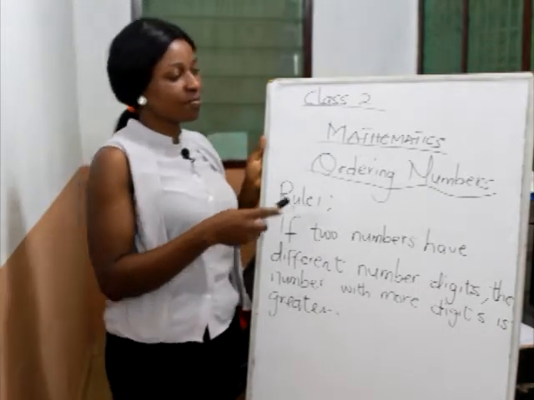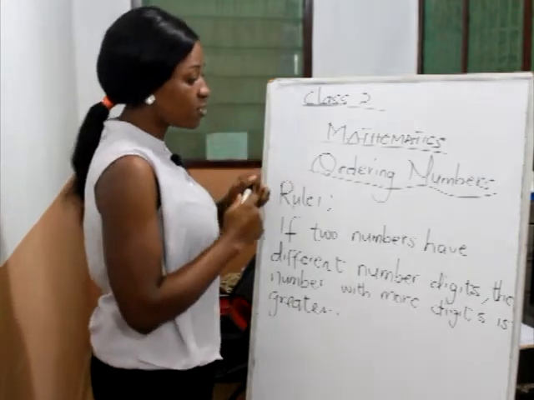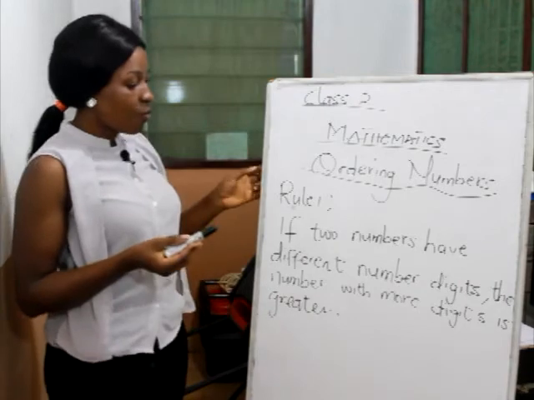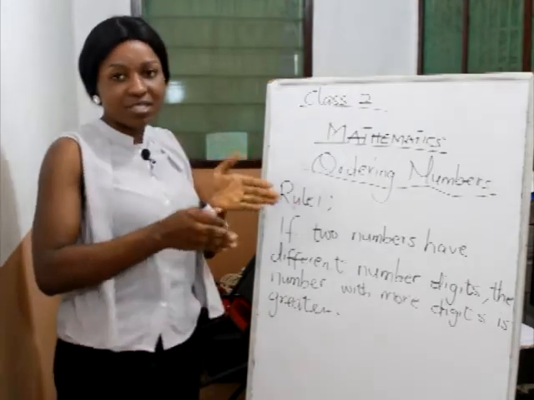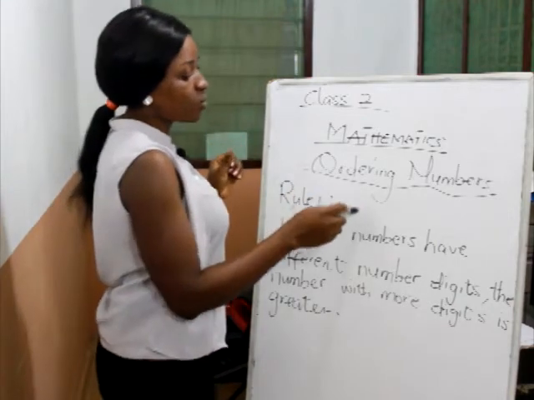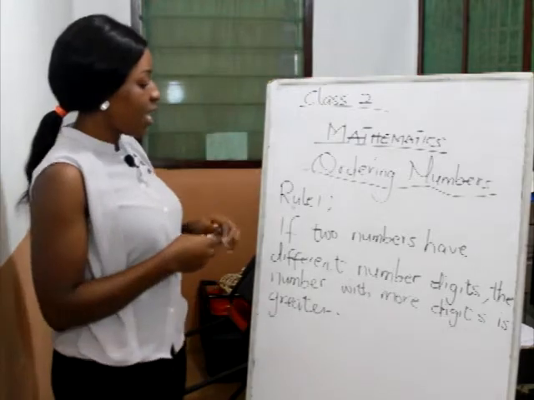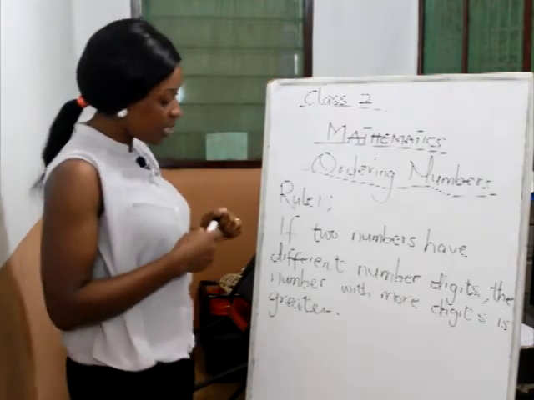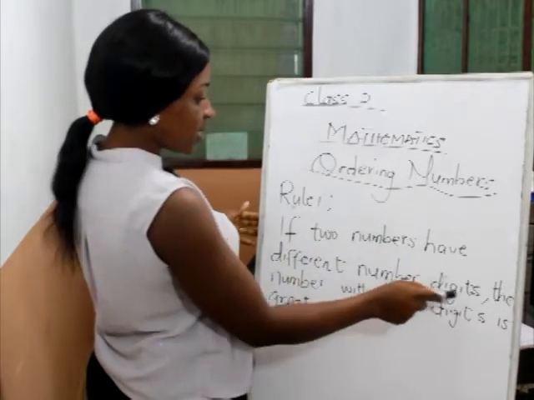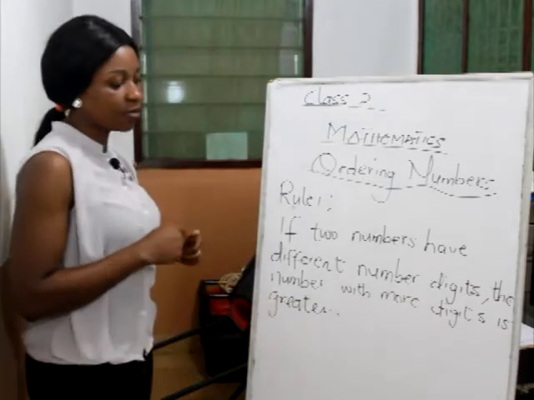Today we are treating mathematics for class 2, and our topic for today is ordering numbers. When we say ordering numbers, it means putting numbers in order or arranging numbers in order. So ordering numbers also have rules. We have 5 rules in ordering numbers, and rule number 1 is saying if two numbers have different number of digits, the number with more digits is greater.